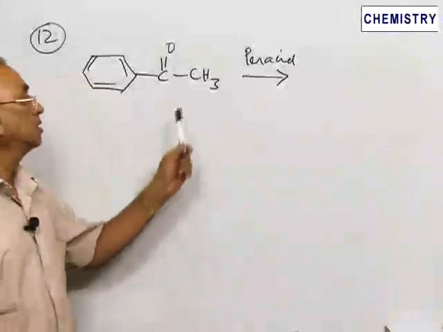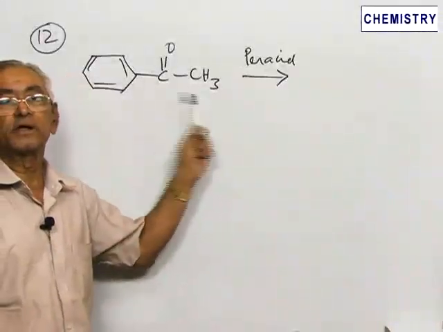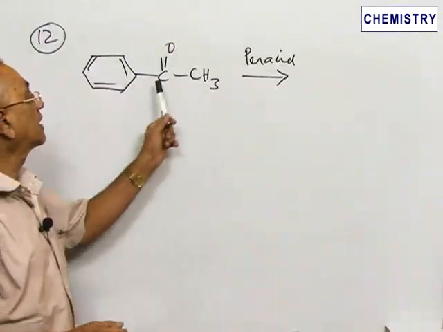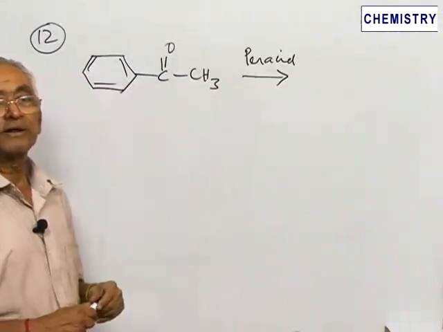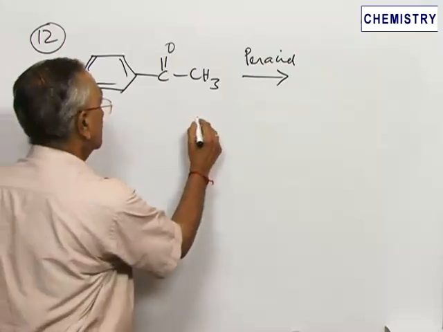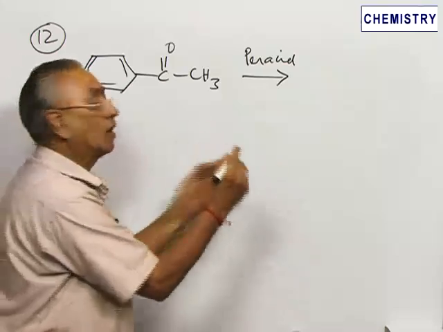This again is one of the important reactions of ketones. Ketones undergo reaction with peracid. What is a peracid? A peracid is one which contains an additional oxygen.